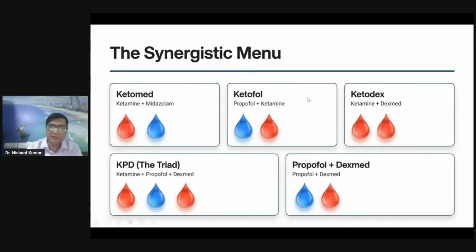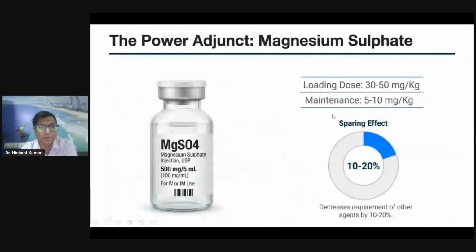So these are some of the popular combinations. I'm sure most of us have tried ketamine and midazolam. We have used propofol and ketamine. We have used ketamine and dexmed. We have used ketamine, propofol, and dexmed together. And we have also used propofol and dexmed. So these are all various combinations. You can always add lignocaine to it and the other adjuncts also.